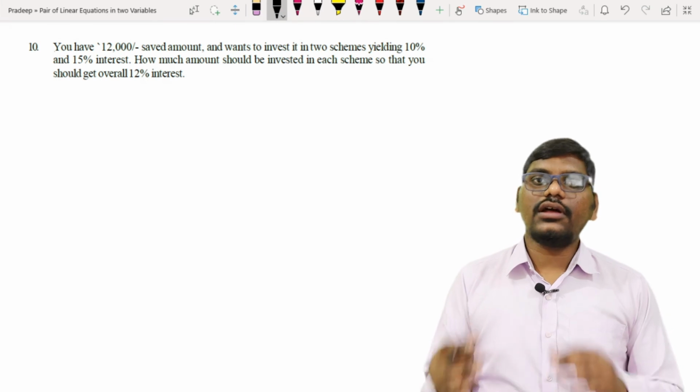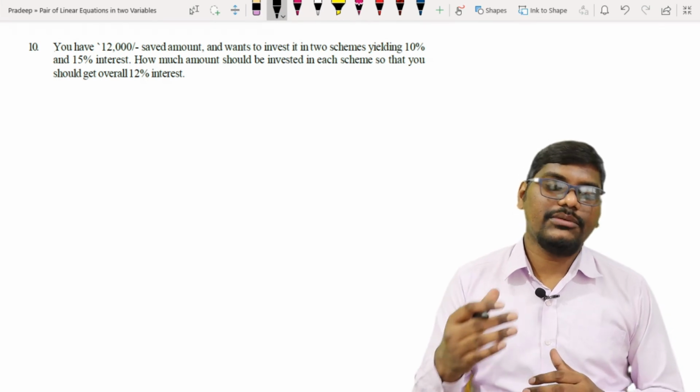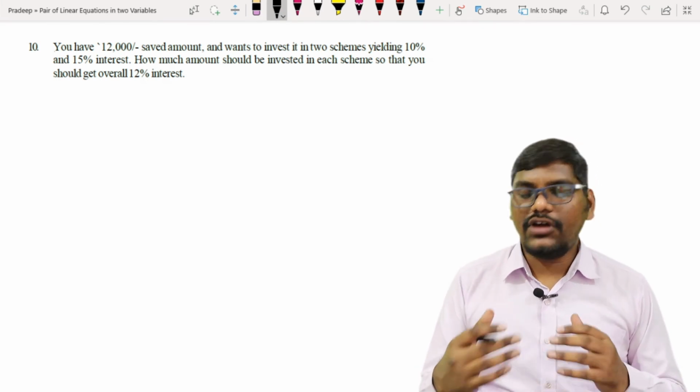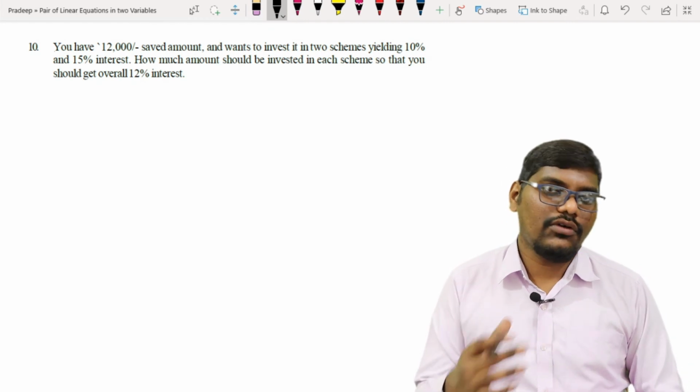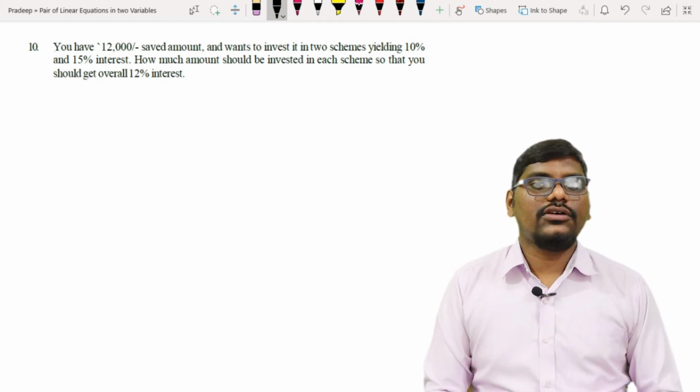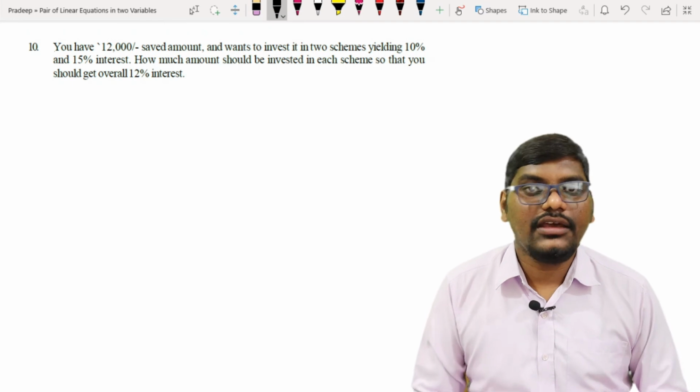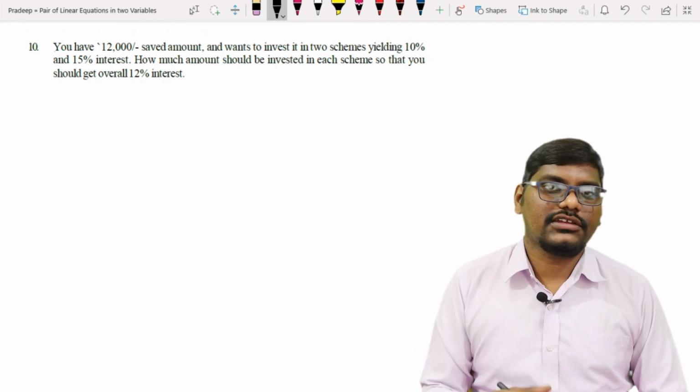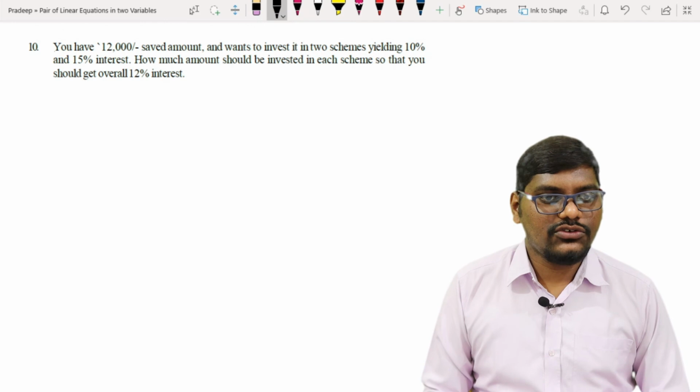So the question here is, how much amount should be invested in each scheme so that you should get overall 12% interest? If we want to get 12% interest overall compared to both of them, how much amount should we spend in the first scheme and the second scheme? That was the question. So we'll try to solve it.